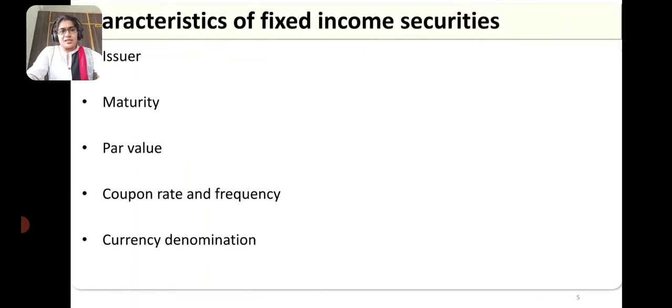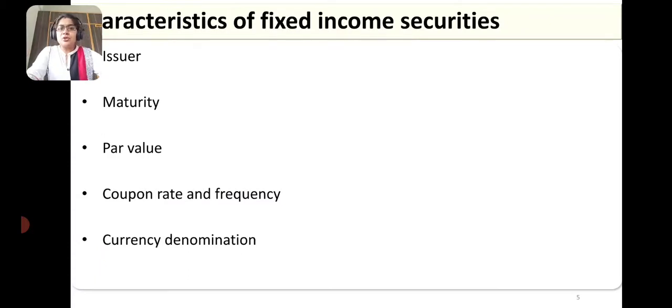What are the characteristics of them? First and foremost, it is always from an issuer. The issuer could be a company, a government authority, or if you're having a postal deposit, a bank deposit, or debentures. So all these securities will have an issuer. He is the one who is obliged to give you the fixed rate of return and also repayment of the principal amount after the fixed interval.